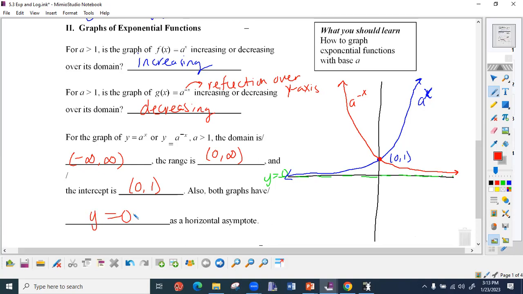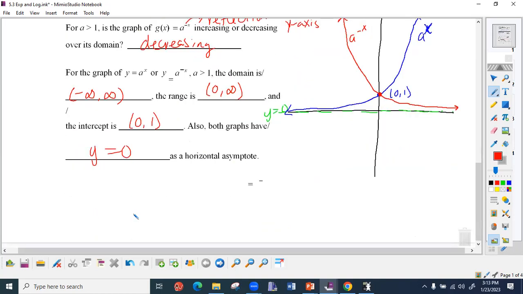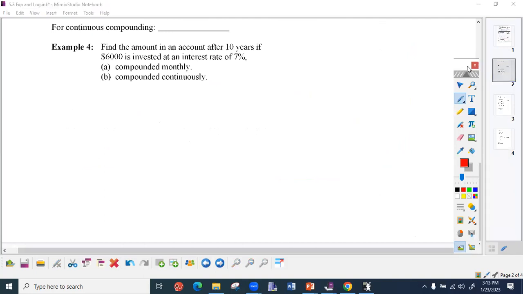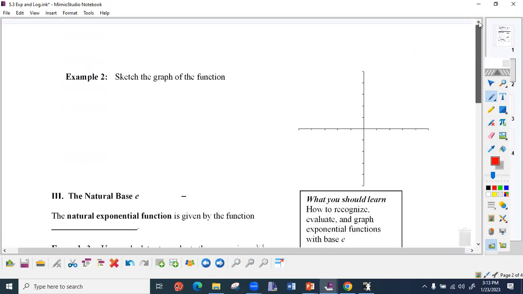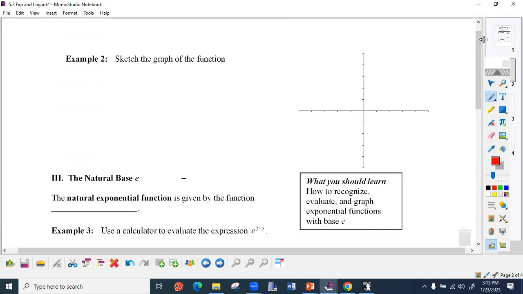These are your parents, right? All the other functions are going to be modifications from it. This is the parent function, and everything is going to be a modification from it. So when I start adding more numbers to it, it's going to shift different ways. On your assignment, you have a problem that says to graph, but I don't want you to really graph. I want you to tell me what's happening to the graph. Is it going up? Is it going down? Is it going left, right? Is it reflecting? How is it changing from the parent function of a to the x? That's what you're doing.